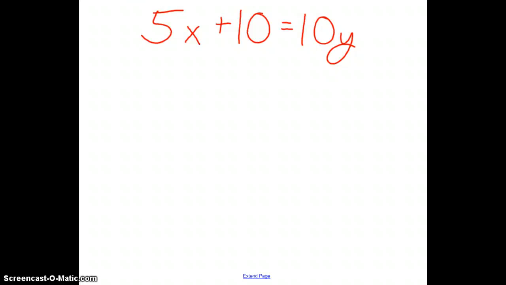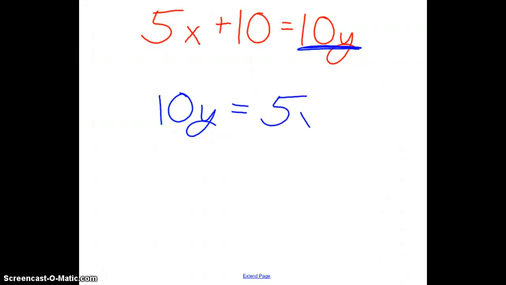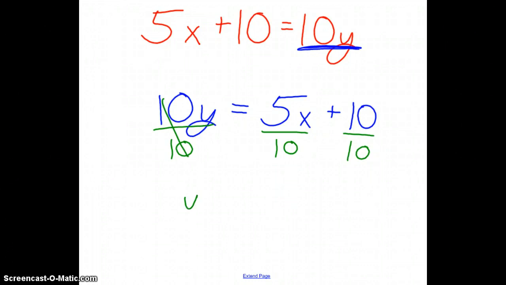For example, this one has the y on this side. Well, all that means we have to do is flip it around to put y in front if we want. 10y equals 5x plus 10. Okay? And to get y by itself, I'm going to divide out the 10. Cancels. Y equals 5 over 10. I'm not going to put a decimal because remember, this is going to become slope. So 1/2, that way later I can use rise over run. 1/2 x plus 10 over 10 reduces to 1. Y equals 1/2 x plus 1.